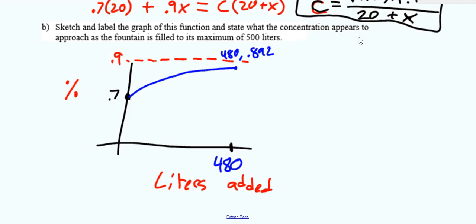What does the concentration approach as it's filled to its maximum of 500 liters? We know exactly what it approaches. It hits 89.2%. That's from the 0.892.